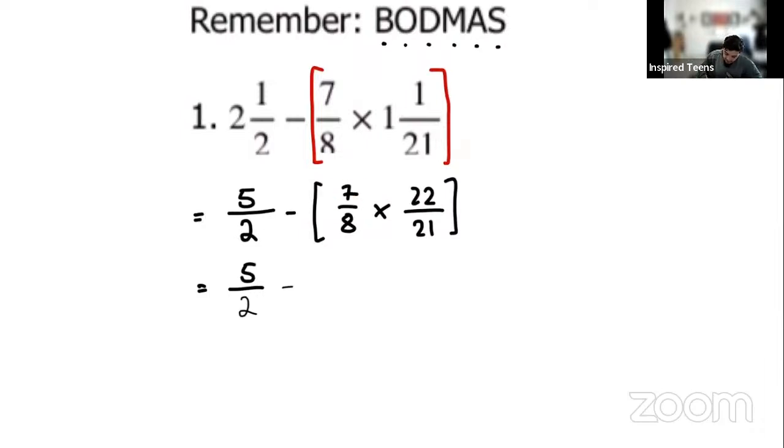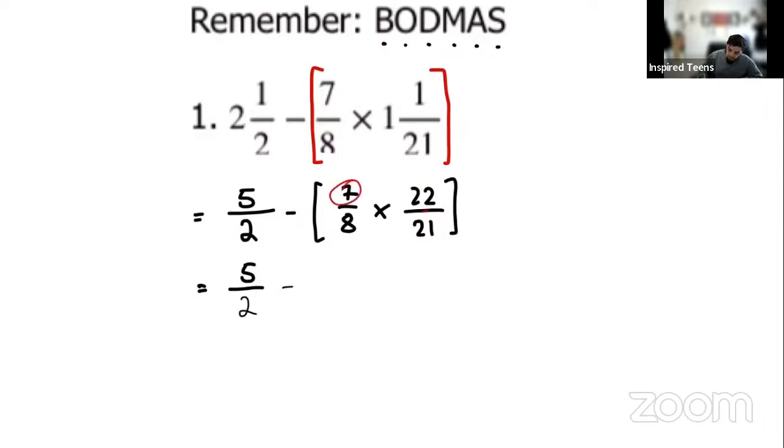If we look at 7 and 8, a numerator and a denominator, is there a number that can go into 7 a perfect amount of times and a number that can go into 8 a perfect amount of times? No, there isn't. Let's look at 22 and 21. Is there a number that can go into 22 and 21 a perfect amount of times? No, there isn't. So we can look across.